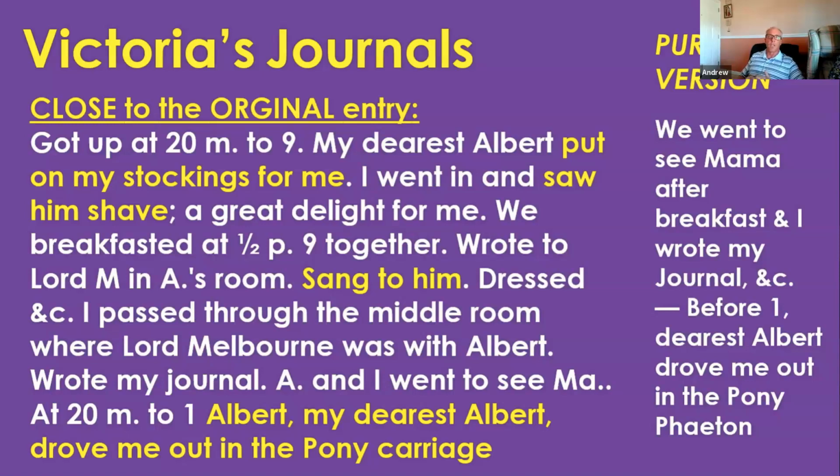And the purged version essentially evolved when Victoria died. Her daughter went through her mother's journals page by page, and she essentially just wrote out what the daughter wanted to be retained, and then burned the journal page by page. And so you can see what we've got here. Rita's gone ahead and just highlighted the key points here: put stockings on for me, saw him shave, then went out for a pony ride, and then you get the purged version. This is what the daughter, Beatrice, wrote on the right.